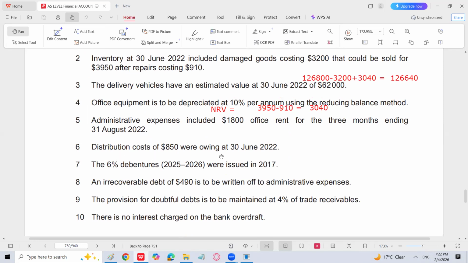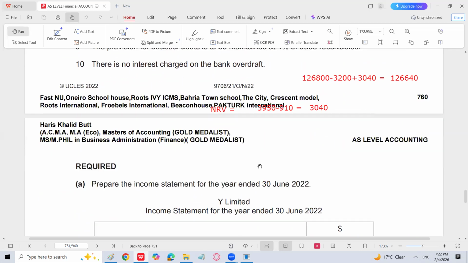Distribution costs 850 were owing at 30th June. This will be added in distribution costs. Then, 6% debentures were issued in 2017, and they are supposed to be repaid. This is a long-term loan which we took in 2017 and we have to repay it in 2025 and 2026. Currently we are solving the question for 2022.